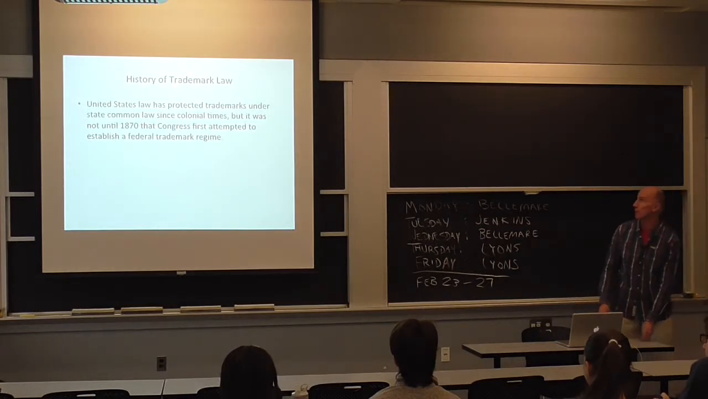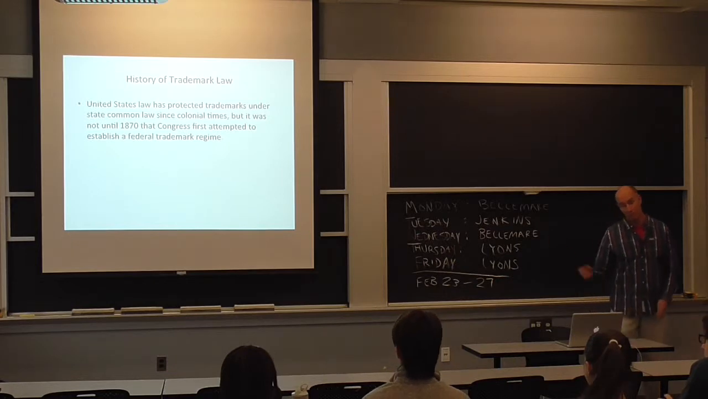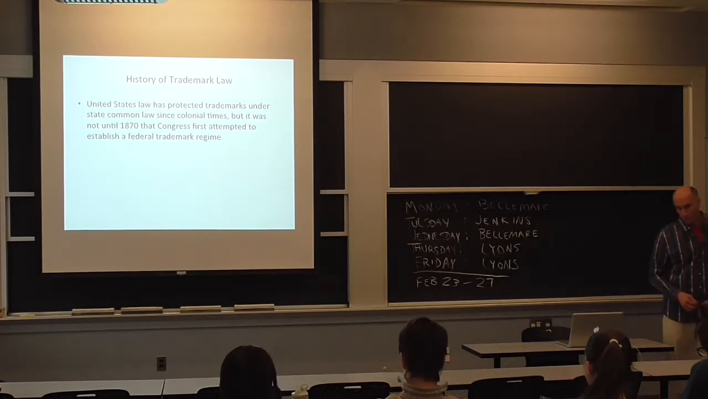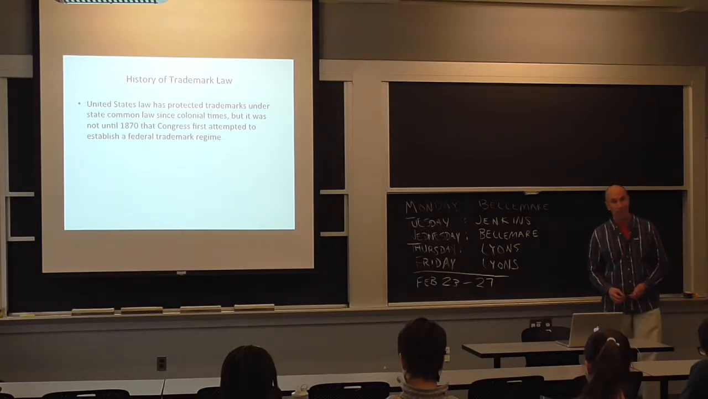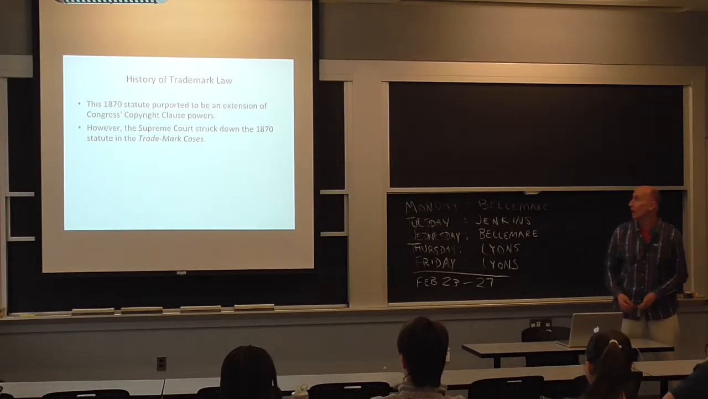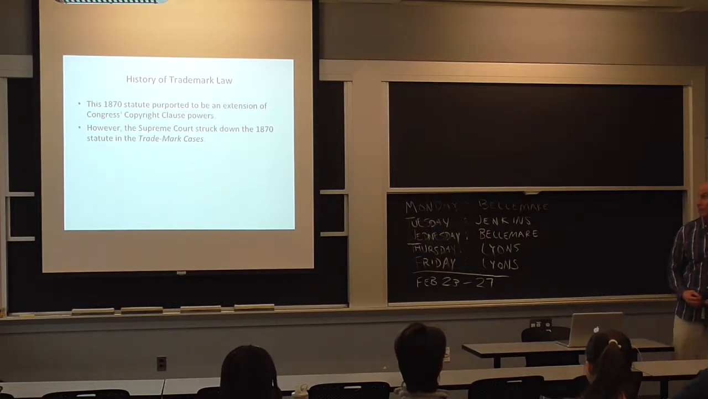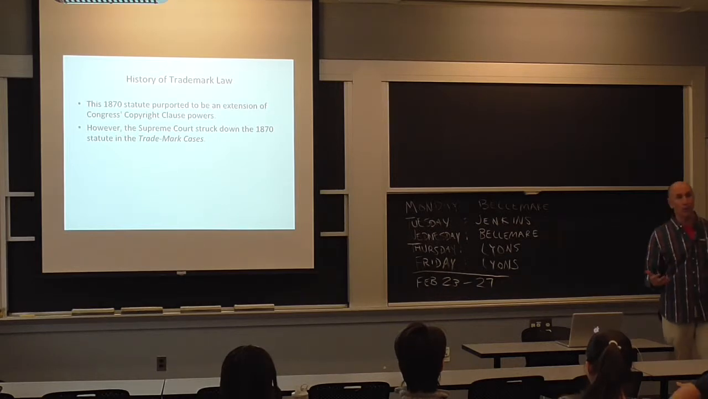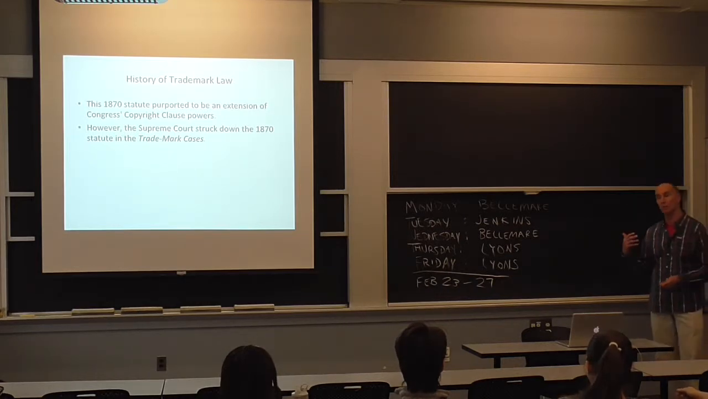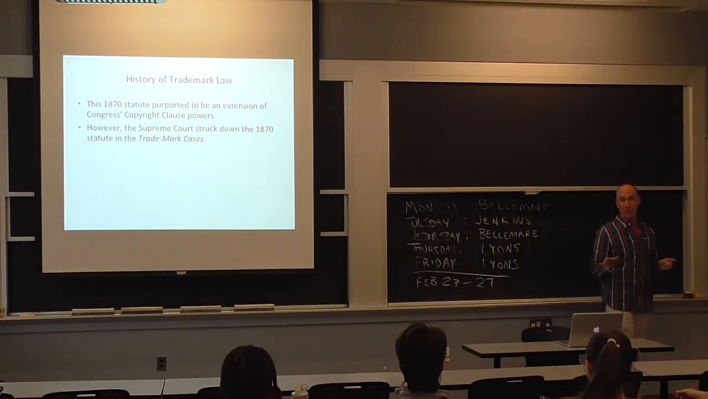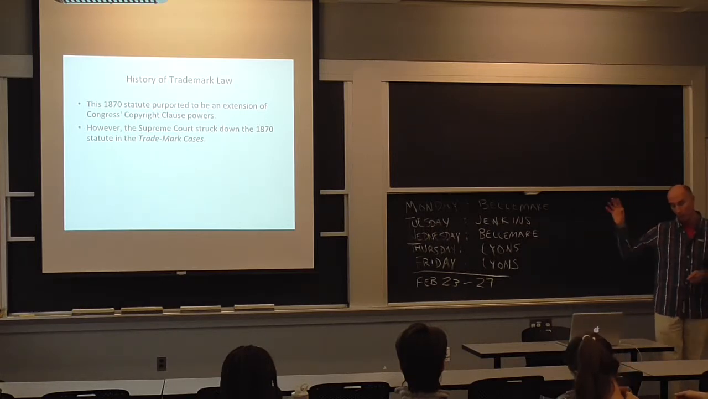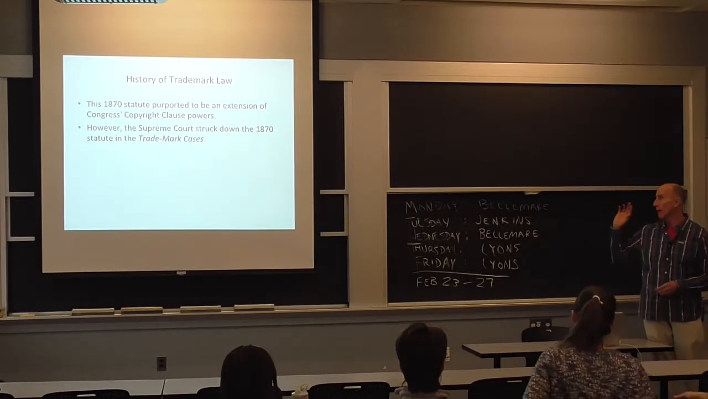The United States law has protected trademarks under now. Trademark is a different matter. The United States law has protected trademarks under state common law since colonial times, but it was not until 1870 that Congress got into the act. And Congress passed what's called the Federal Trademark Act. It's called the Statute of 1870, and it purported at that time to be an extension of Congress's powers under Article 1, Section 8. But remember, we talked about the Commerce Clause, which is Article 1, Section 8.